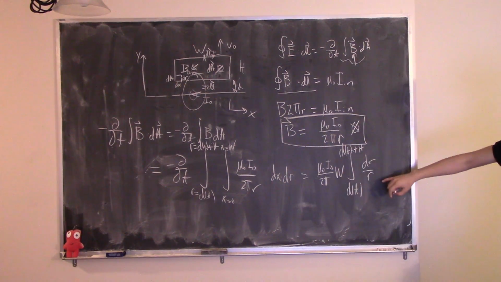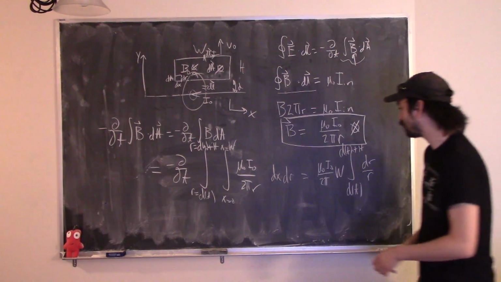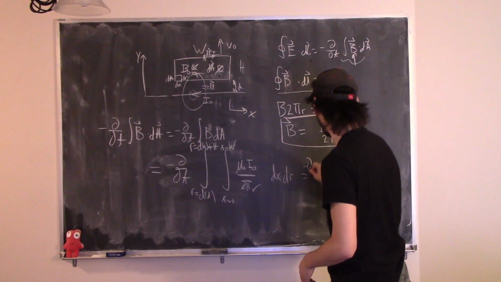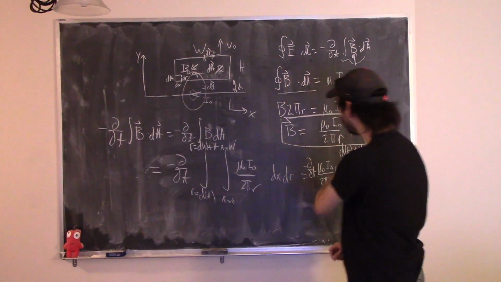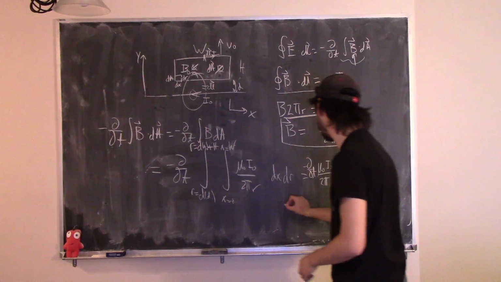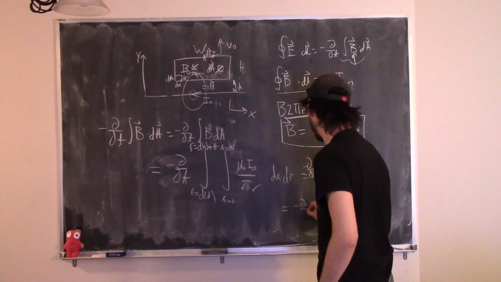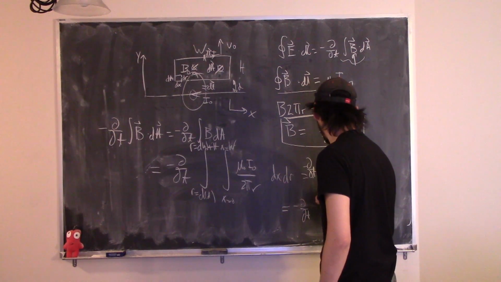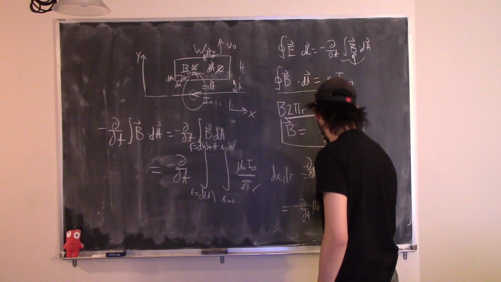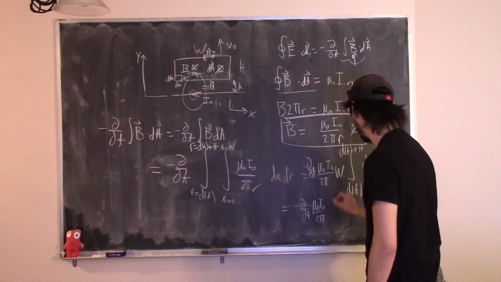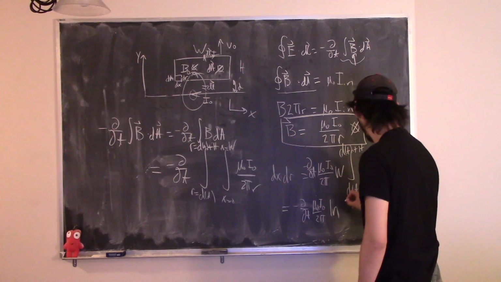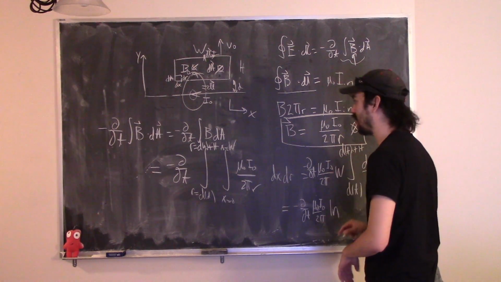Okay. Now when I do this integral, and I left off my partial derivative here, this is going to give me a natural log. So this is minus partial derivative with respect to time of mu naught I naught divided by 2 pi times the natural log of d plus t plus h.